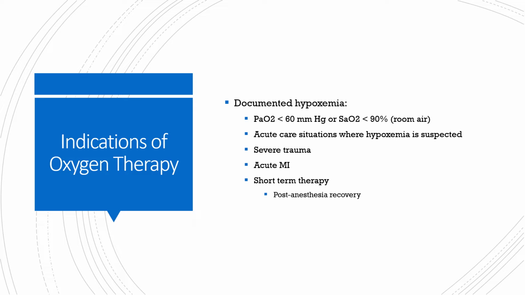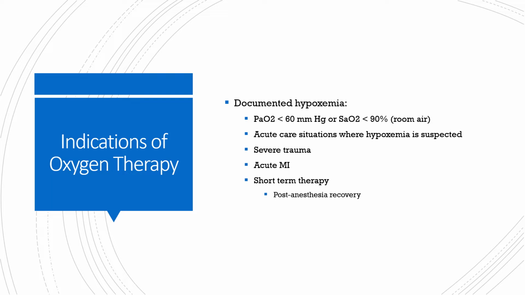So with oxygen therapy, some indications for that would be, well, number one would be the documented hypoxemia, which means if a patient's PaO2 is less than 60 millimeters of mercury, or their SaO2, which is their saturation, is less than 90% on room air, that the patient may have an indication for oxygen therapy.